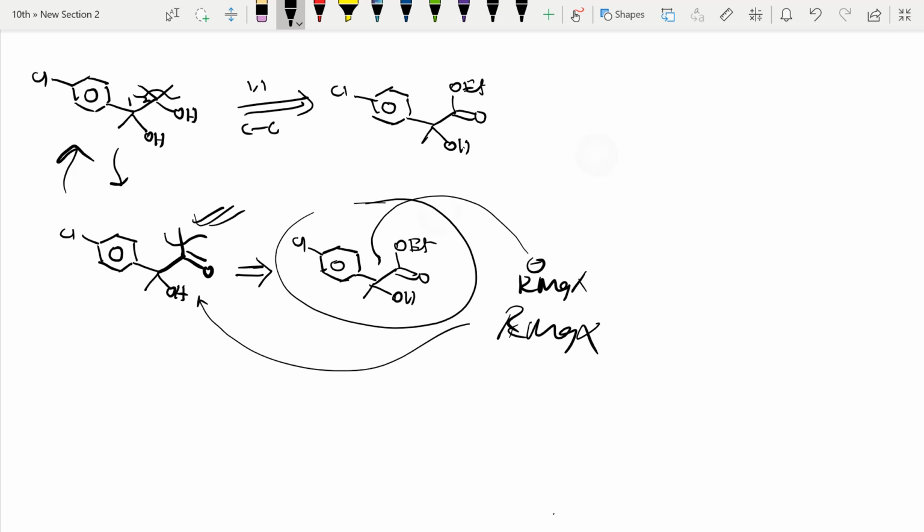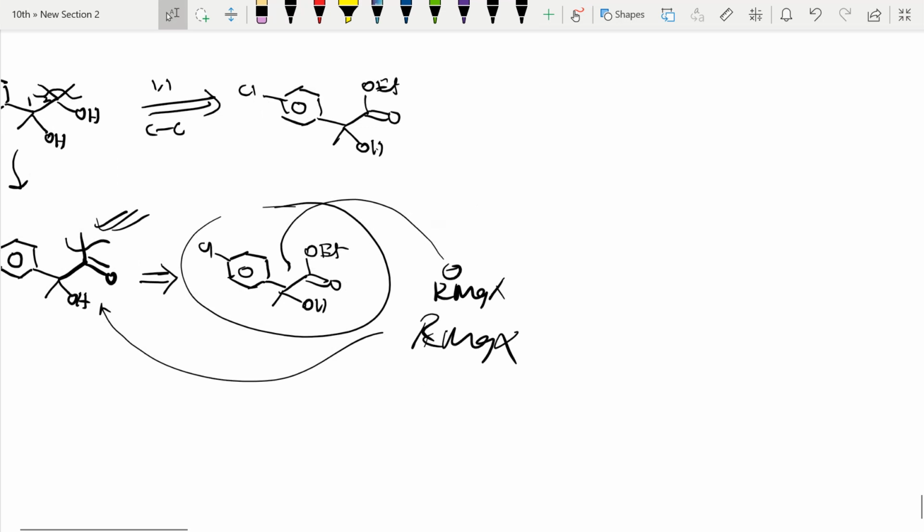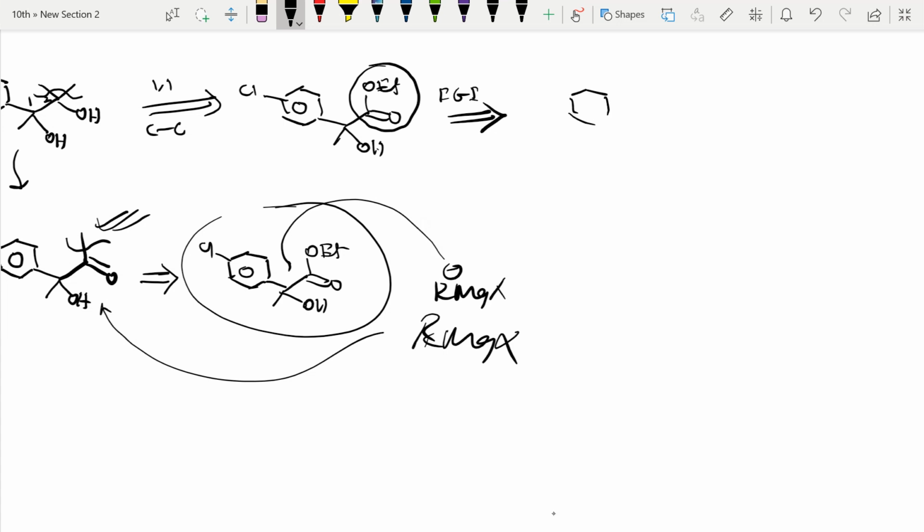First, let us concentrate on this retrosynthesis now, right? Further, how can I disconnect it? So what is this? This is ester. I can convert this by functional group interconversion into a cyanide group. Why I will convert that to cyanide, you will understand when I write the reaction, right?